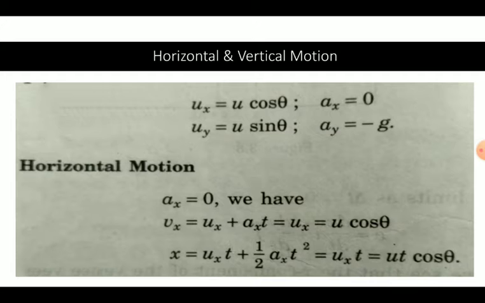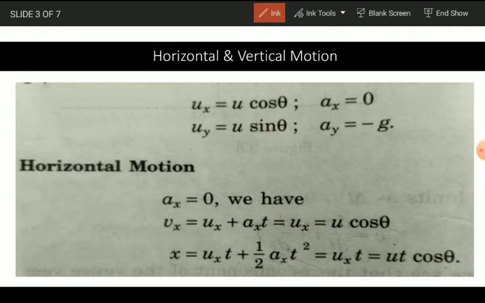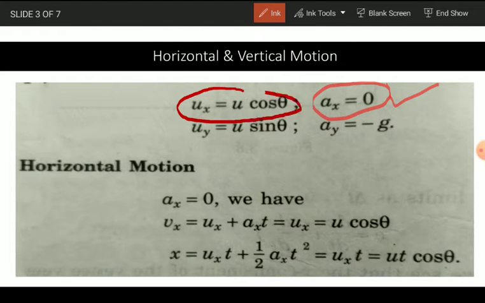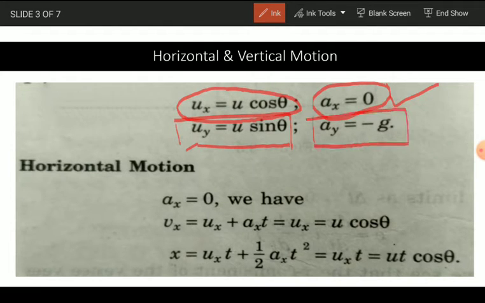As I discussed in the previous slide, let us discuss the horizontal and vertical motion. In the x direction, since there is no force acting, the acceleration in the x direction is 0, and the component of velocity in the horizontal direction, that is in the x direction, is u cos theta, and the component of velocity in the y direction is u sin theta, and acceleration in the y direction is minus g. Here the negative sign is because the downward direction is taken to be negative.